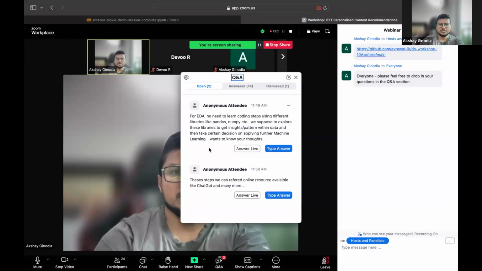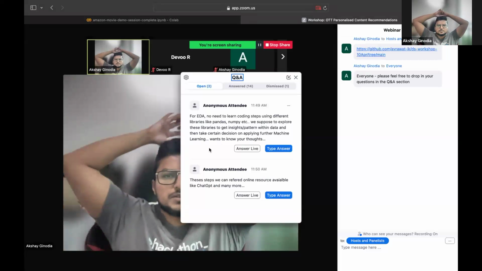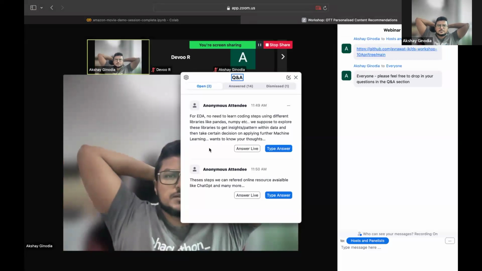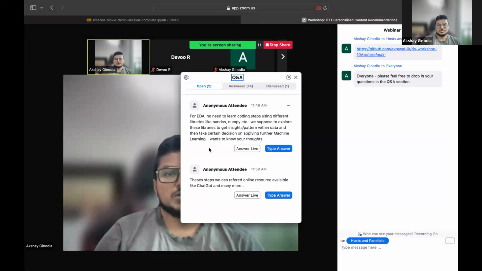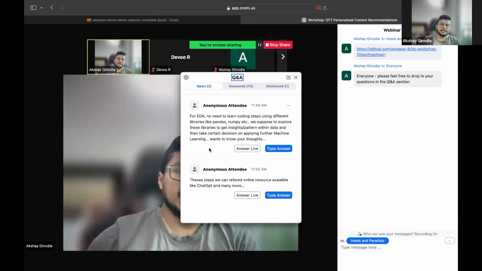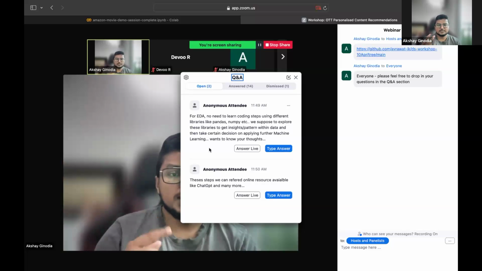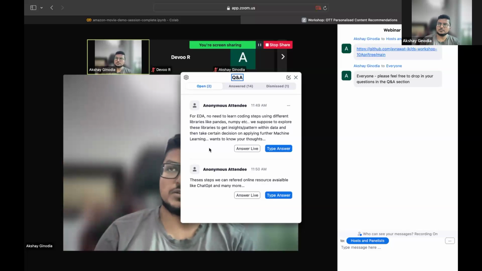Couple of questions. So for EDA, no need to learn coding steps using different libraries? We're supposed to explore these libraries to get insights and patterns in the data, and then take certain decisions on applying further machine learning. Want to know your thoughts? You would need some basic coding because you eventually communicate with the data using code. But you're right, it's not heavy coding. The second thing is that once you've done exploration on, let's say, 2 or 3 data sets, you'll be reusing a lot of code.